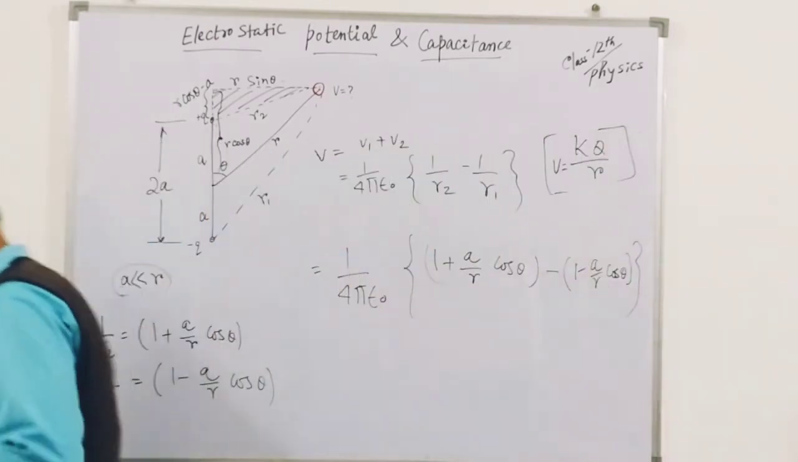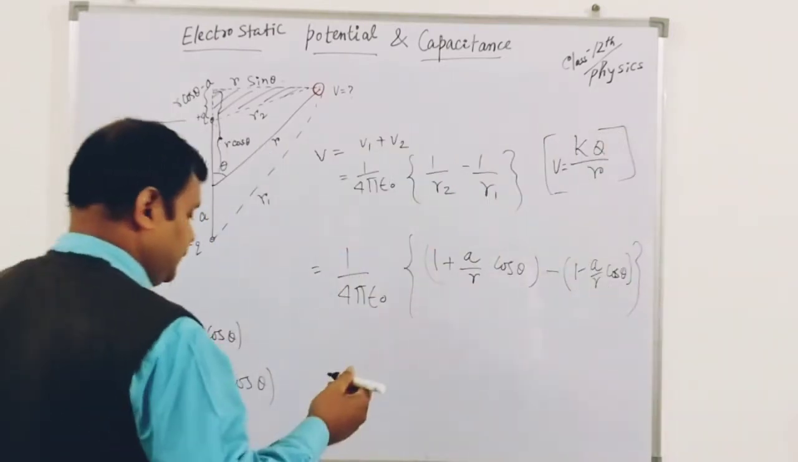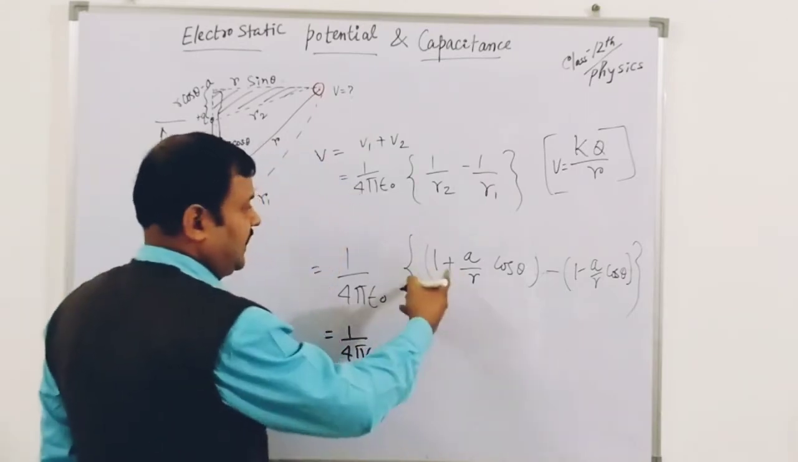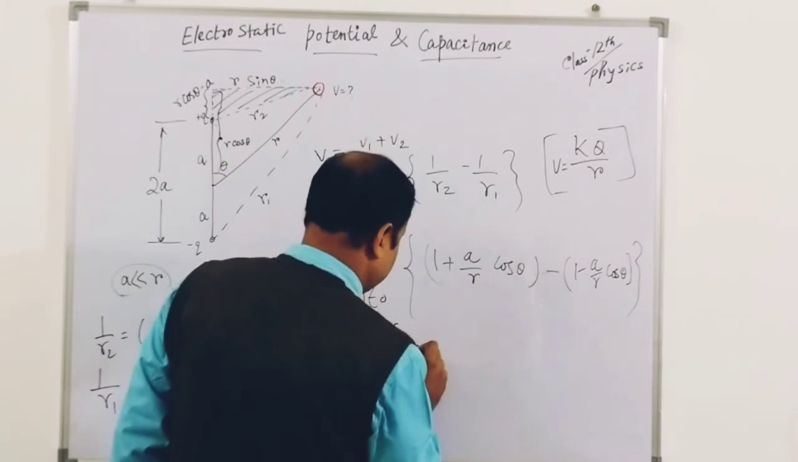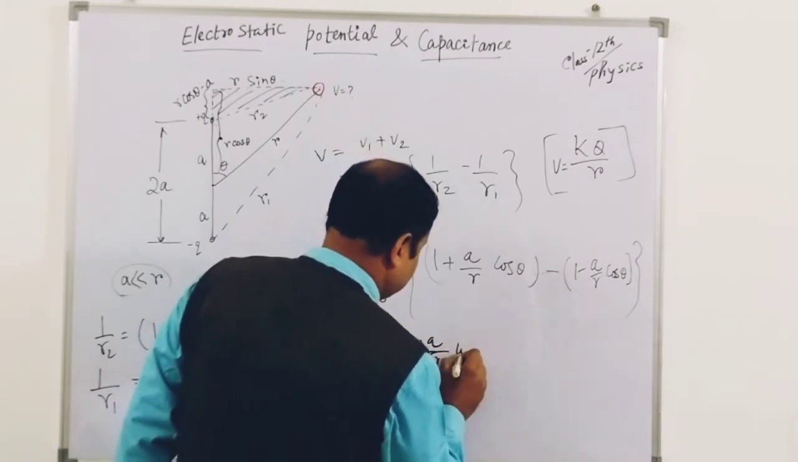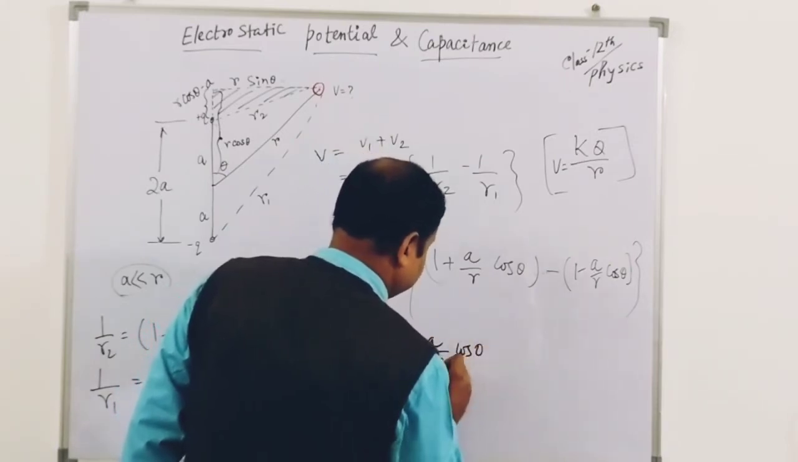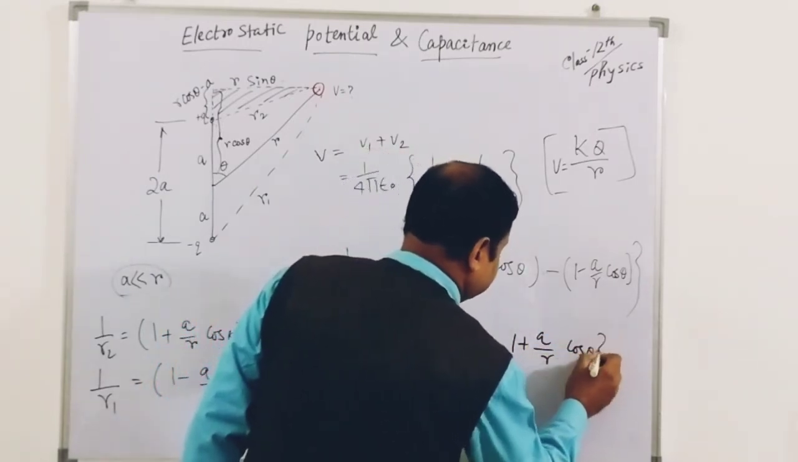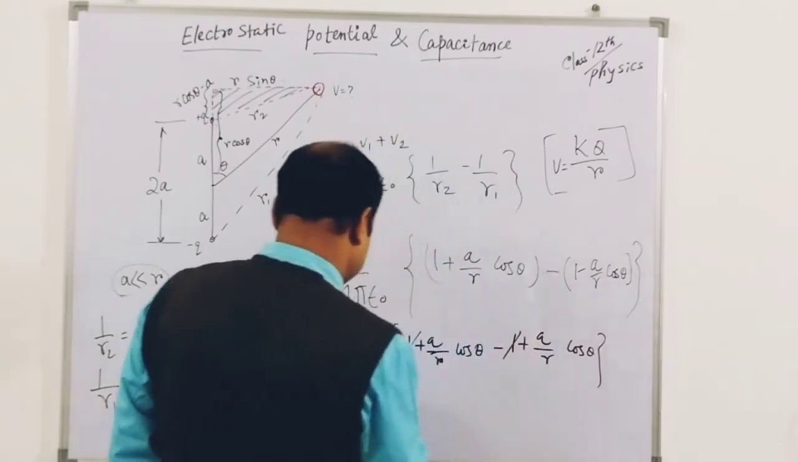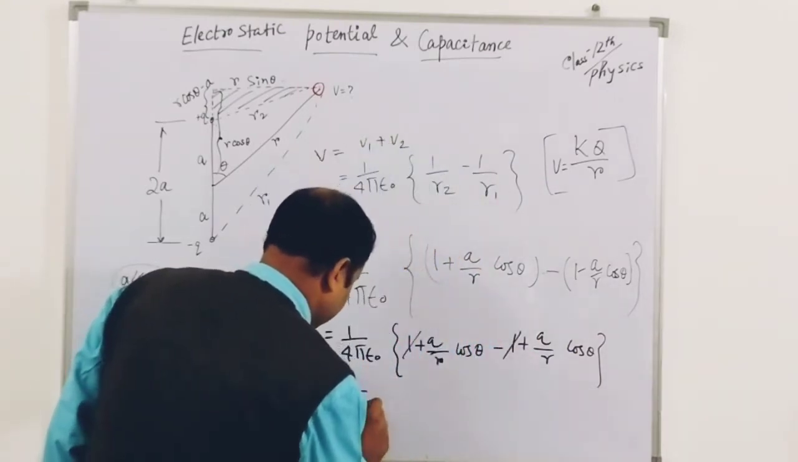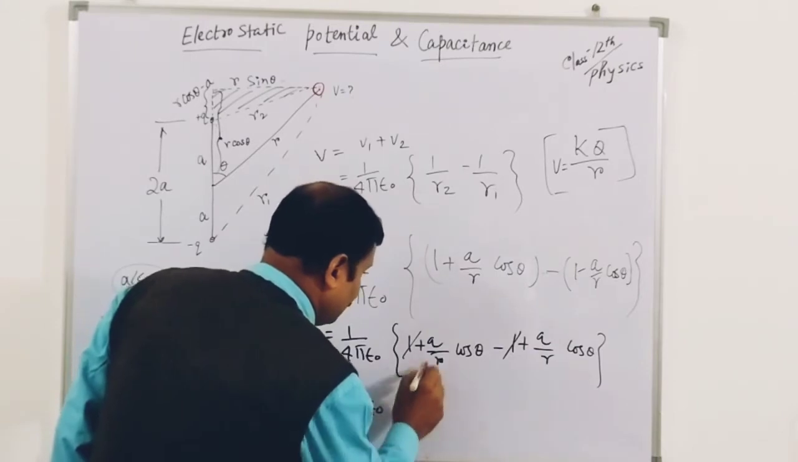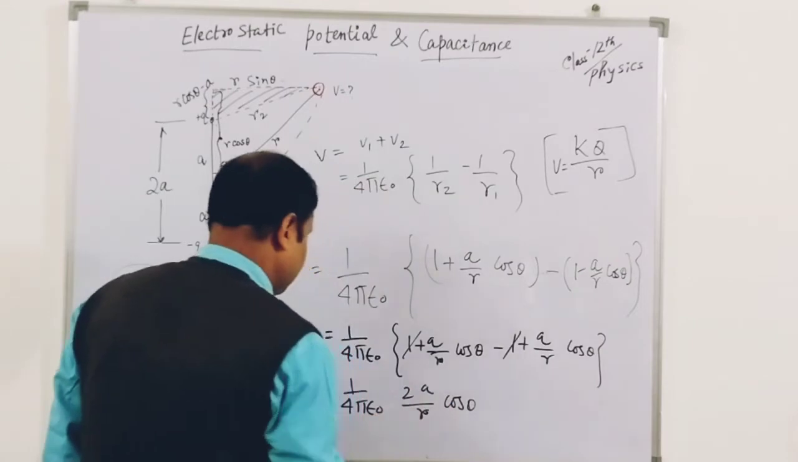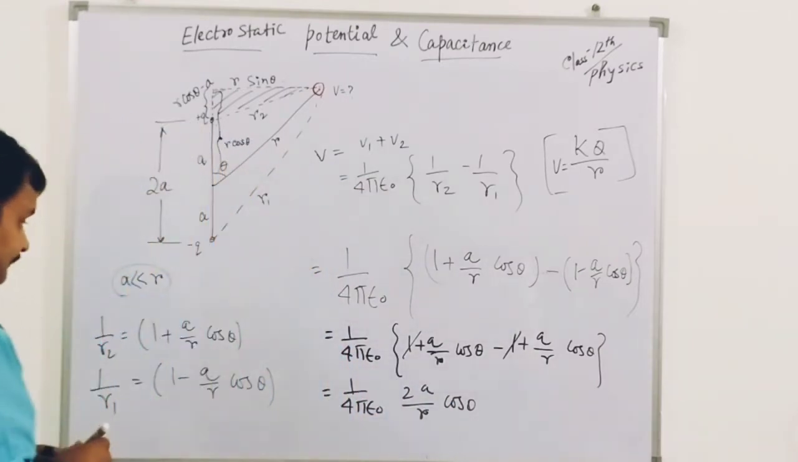Correct? So this is now 1 by 4 pi epsilon naught, and this is 1 plus a by r cos theta minus 1 plus a by r cos theta. So 1 cancels. So now it becomes 1 by 4 pi epsilon naught and 2a over r cos theta.